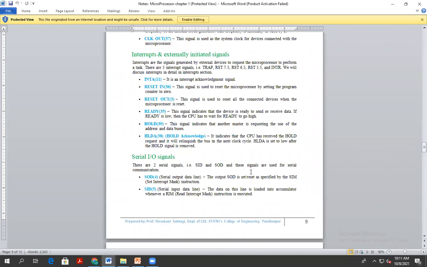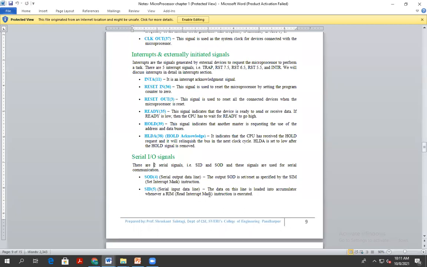That is the SIM, in the SIM instruction, that is set interrupt mask. So that SIM is going to be connected with your SOD, that is serial output data, at pin number 4 of 8085. In pin number 5, the read interrupt mask, RIM, is going to be connected. So in the serial input data, the data on the line is loaded into the accumulator whenever the RIM instruction is executed.